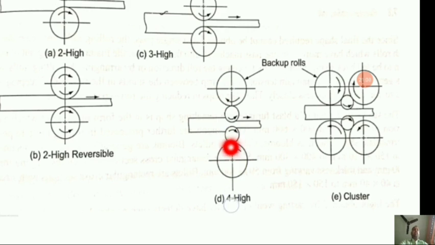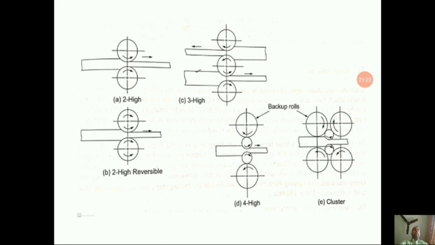A better backup can be provided to the small rolls with a cluster arrangement. So you can see over here, this is the cluster arrangement. These big rolls are known as the backup rolls. And for rolling arrangements requiring large reduction, a number of free rotating wheels, instead of a single small roll, are fixed to a large backup roll in the planetary rolling mill.